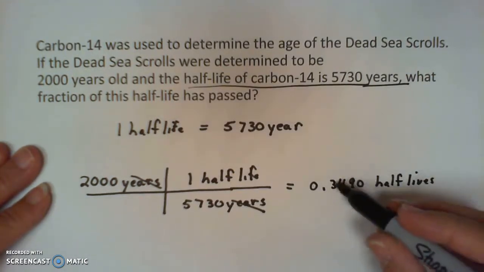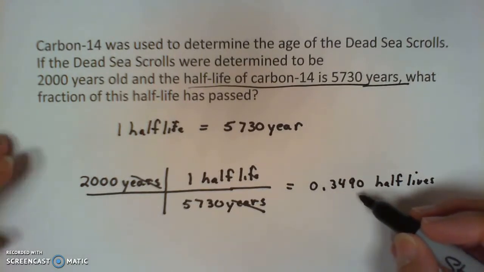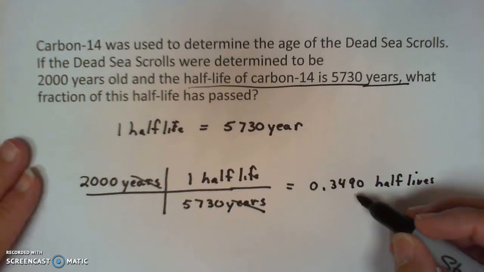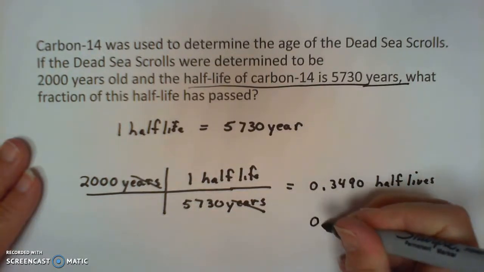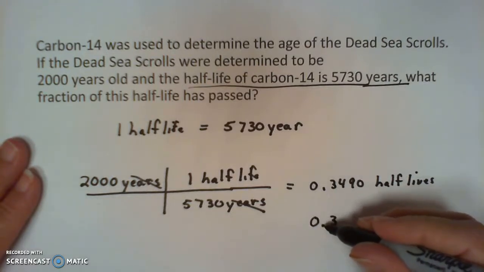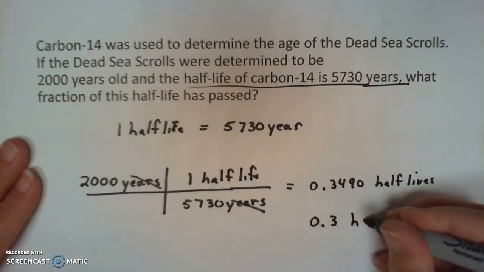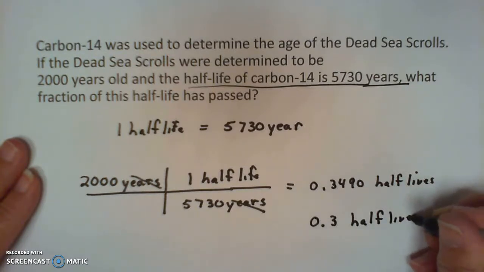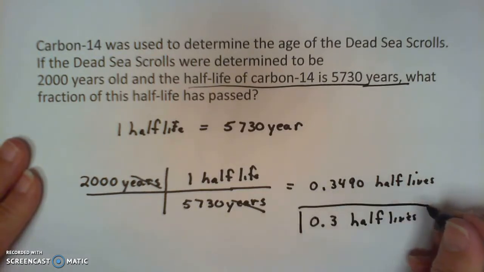Now, I really can't record this many numbers. It looks to me like up here I only have one significant figure, so I better change this to 0.3 before I write my final number. So it's 0.3 half-lives. We only want to record one significant digit, because that's all we started with.